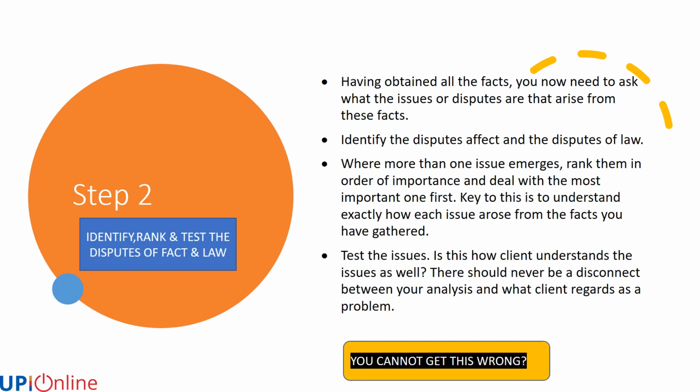Step 2. Identify, rank, and test the disputes of fact and law. Having obtained all the facts, you now need to ask what the issues or disputes are that arise from these facts. Identify the disputes of fact and the disputes of law. Where more than one issue emerges, rank them in order of importance and deal with the most important one first.